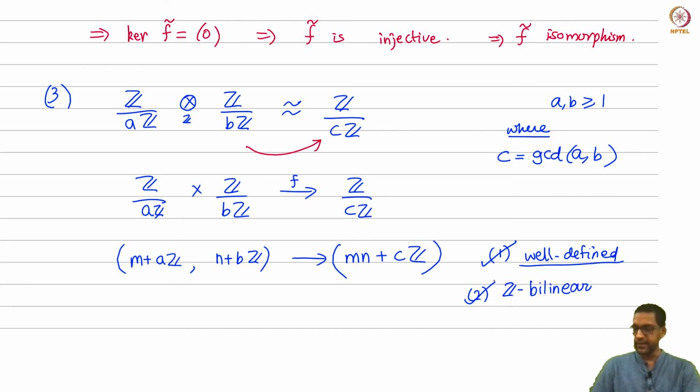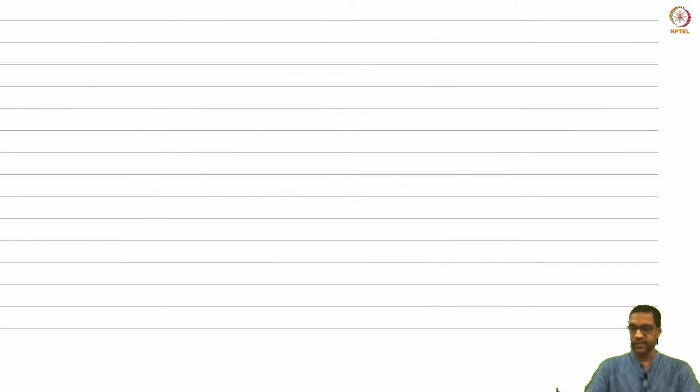It's Z bilinear. So let's also prove that. So I need to prove it maybe. So let's show that it is Z bilinear. So in each component, it is linear. So the second property is Z bilinear.